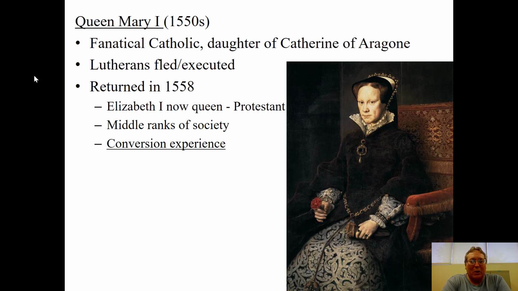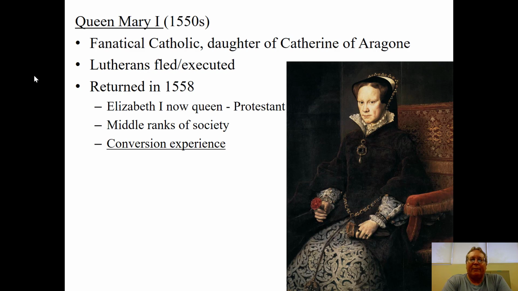Her uncle and cousins run Spain. They're some of the most powerful people in the world right now. And she has been raised in Spain. When her father got his divorce, her mother, Catherine, took her back to Spain to be raised as a good Catholic. So Mary, now that she's come back to England after her father's death and her younger brother's death, she's come back with kind of a score to settle, if you will.